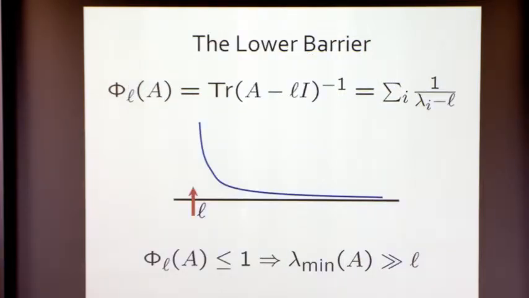Okay, and then there's some similar thing for the lower barrier. Here I look at the trace of (A minus lI) inverse, which is the sum of reciprocal distances from the lower barrier. Again, this function blows up as you approach it. You have to push it out. And my induction hypothesis is going to be that this lower barrier potential is bounded by 1 as well.